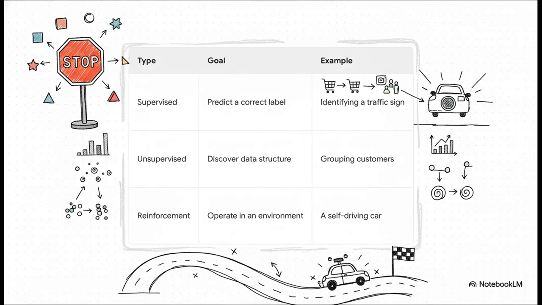So machine learning is usually broken down into 3 main categories. First up, you've got supervised learning. The goal here is to predict a correct label. Think identifying a traffic sign. Then there's unsupervised learning, where we want to discover hidden patterns or structures in data, like a company figuring out different groups of customers. And finally, you have reinforcement learning, where an AI agent learns to operate in some environment, like a self-driving car learning the rules of the road.